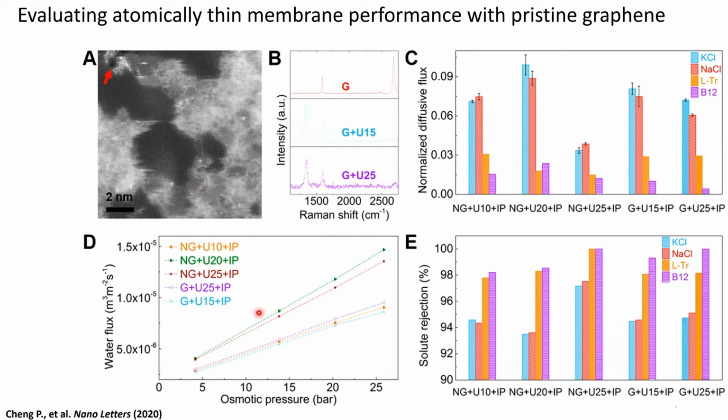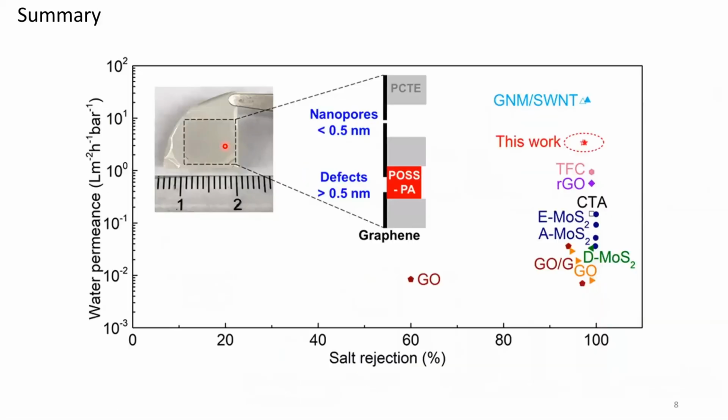However, the water flux that we obtain and the corresponding salt rejection when we make membranes from pristine graphene is slightly lower compared to when we are using graphene that has pre-engineered sub-nanometer scale defects in it, primarily from low temperature synthesis. That brings me to the end of this talk.